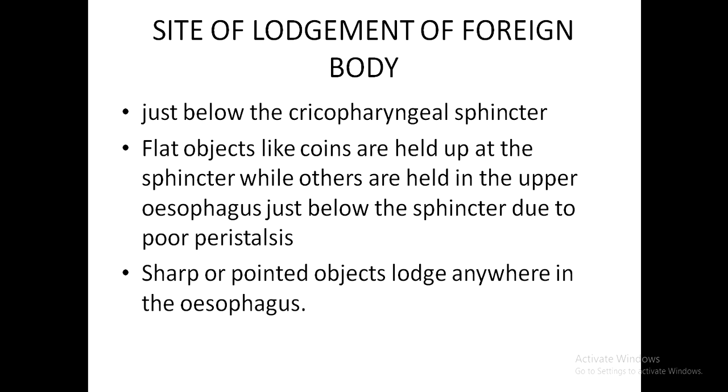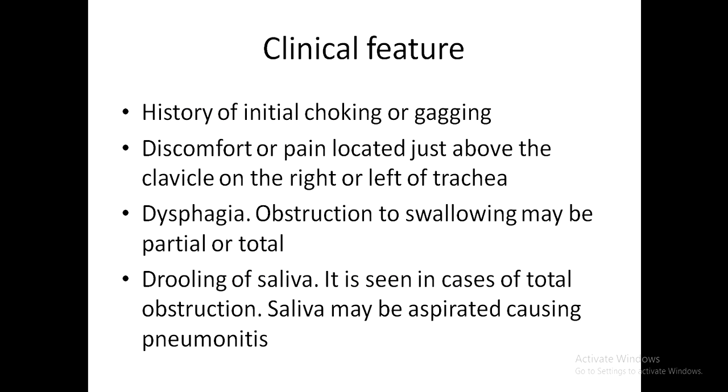Site of lodgement of foreign body. These are the places where it is most commonly present. First, commonly just below the cricopharyngeal sphincter. This is the most common sphincter. For the sphincter, you have to see my previous video about esophagus anatomy. Some flat objects like coins are held up at the sphincter, while others are held up in the upper esophagus just below the sphincter due to poor peristalsis. There you have to see about the gastroesophageal sphincter. And sharp or pointed objects lodge anywhere in the esophagus.